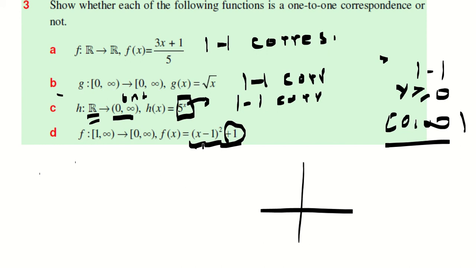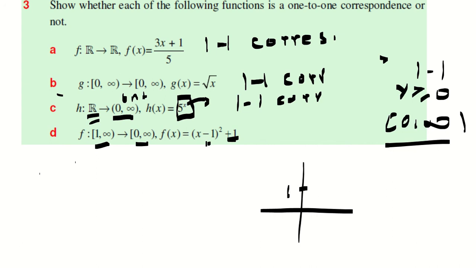Otherwise, since it's a quadratic function, it is a parabola. So the domain is all real numbers and the range depends on the vertex. But here the domain and the range are specified. We have to check that. So remember the graph. Where is the vertex? I mean, +1. We have to move 1 unit up.